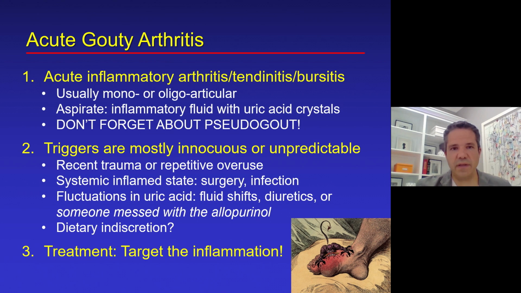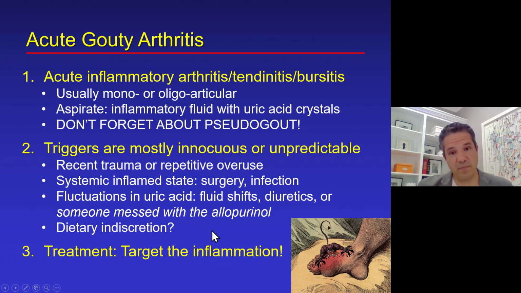The acute gouty arthritis, most folks are familiar with the red hot swollen joint, as I've already mentioned. The aspirate will show inflammatory fluid with uric acid crystals, and with uric acid crystals, you can then say you have a crystal proven diagnosis of gout, which puts the stamp of approval on it. The triggers are a little tricky sometimes. Maybe patients describe some sort of repetitive overuse or recent surgery. The thing I see most commonly is there's been some change in the uric acid rapidly.